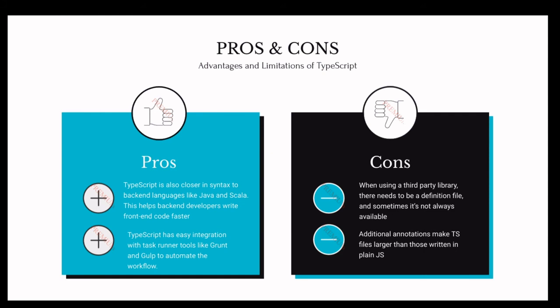TypeScript also has easy integration with task runner tools like Grunt and Gulp. Another limitation is that when we use a third-party library, there needs to be a definition file, and sometimes it's not available for the integration. The additional annotations also make TS files larger than those written in JS.